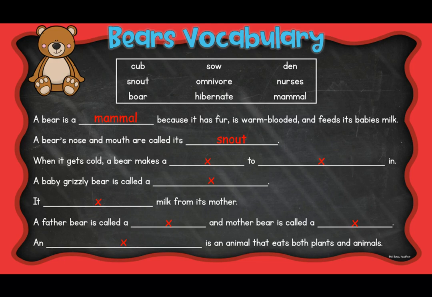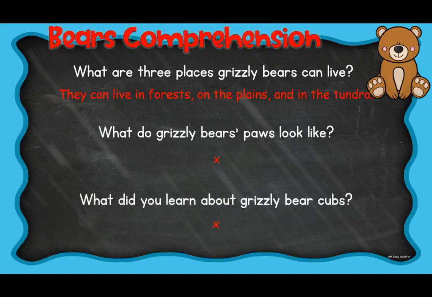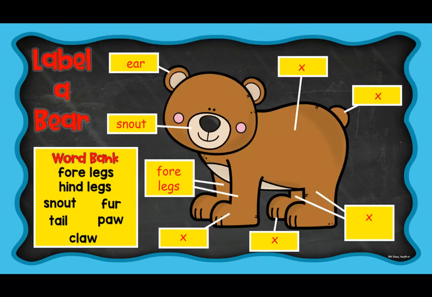And then after reading the book, there are some comprehension activities. This one, again, they're going to click on the X and fill in the vocabulary word from the story that they would need to remember from the text. They can always go back and look them up. And then this one, they're going to answer the questions. This would be labeling. So they're going to click on the X's and use the word bank to fill in the parts of the bear.